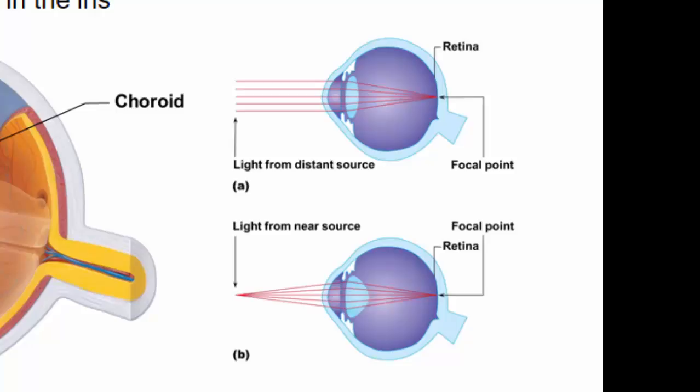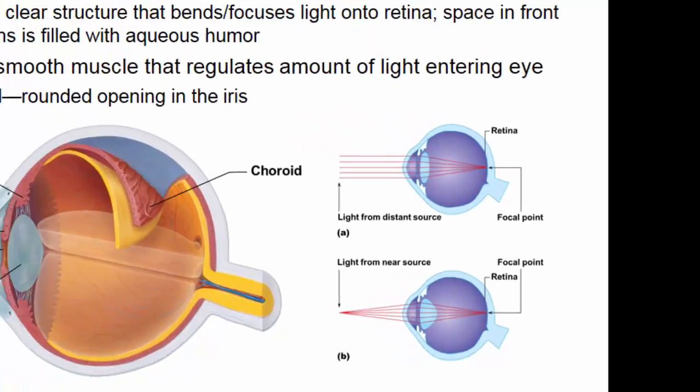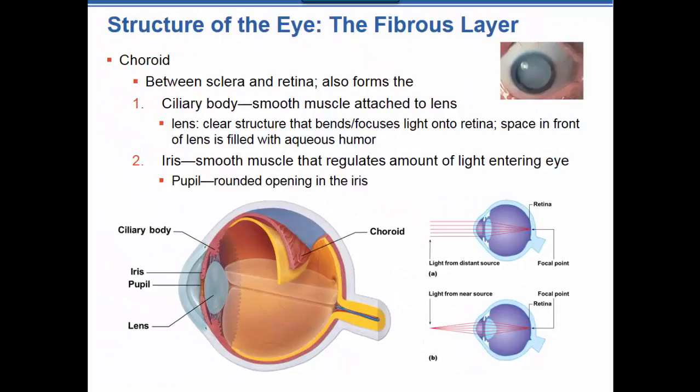Right? You can read small print that's right in front of you, but at the same point you can look up and look 20 feet across the room and read some print on the wall. And the fact that you can read close up and far away is due to the shape changes that occur with your lens. What causes the lens to change shape is actually the ciliary body. As the ciliary body contracts and relaxes, it pulls on or relaxes the lens.